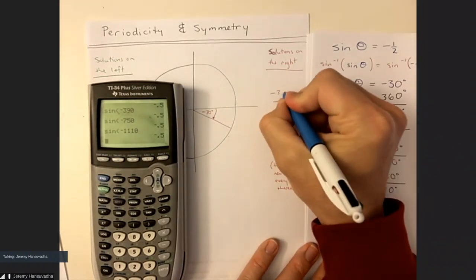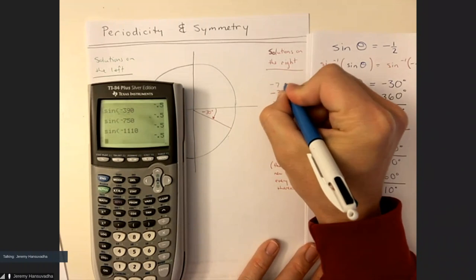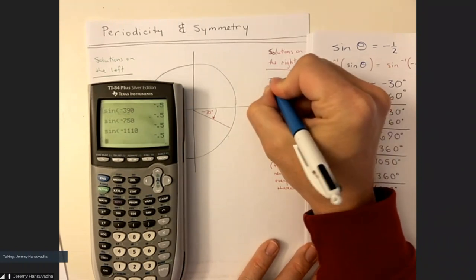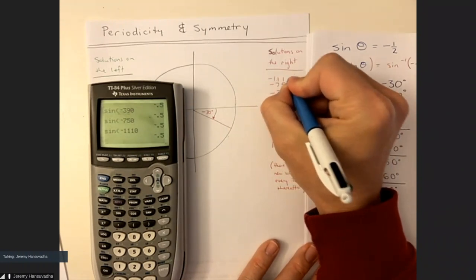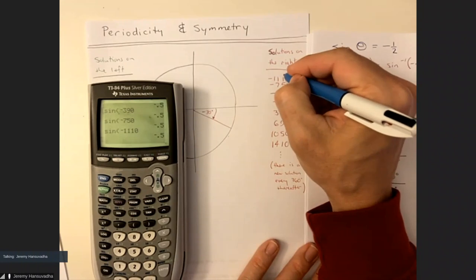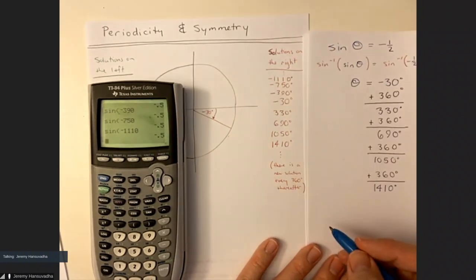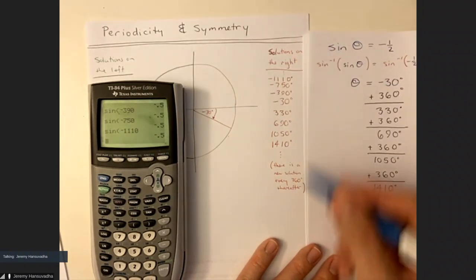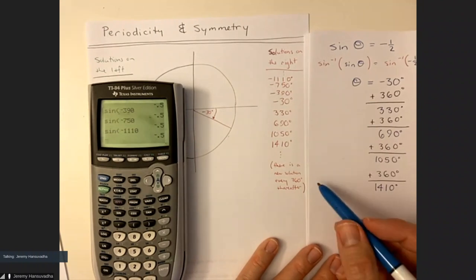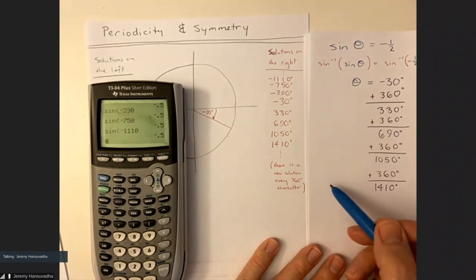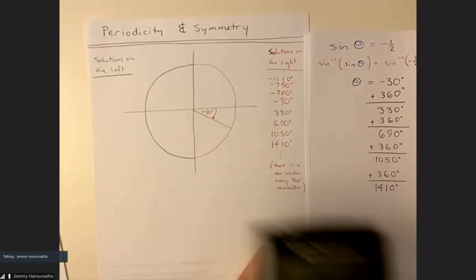Negative 390, negative 750, negative 1110. And we could have a dot, dot, dot. There's also going to be more solutions, negative every 360 degrees before that. Okay, so that is periodicity.